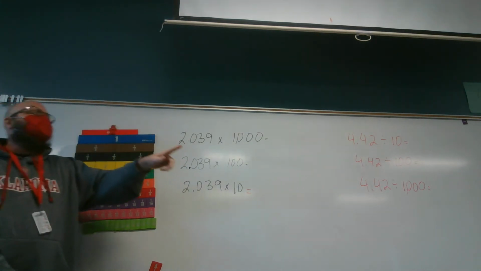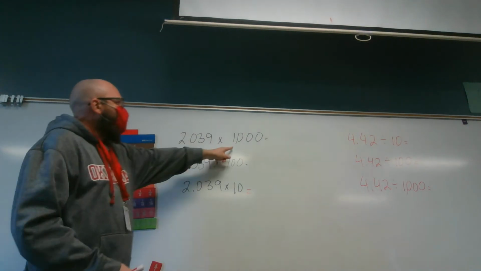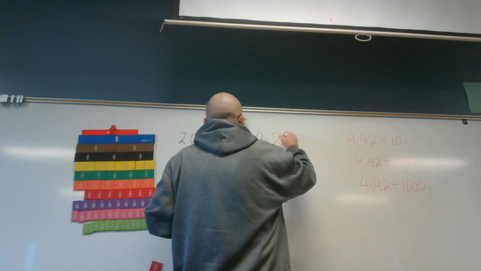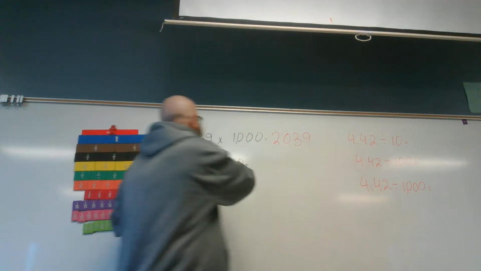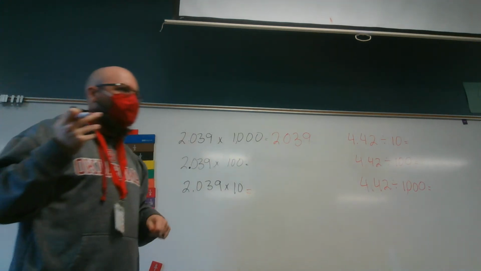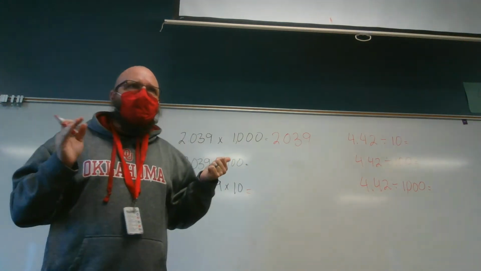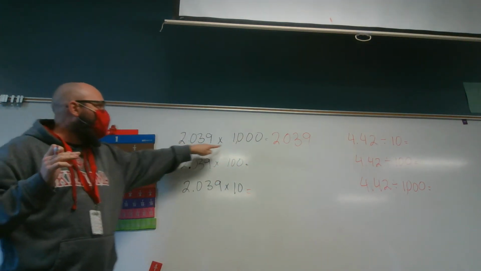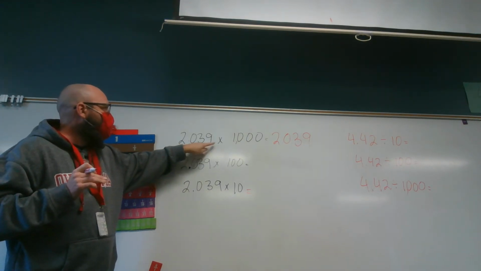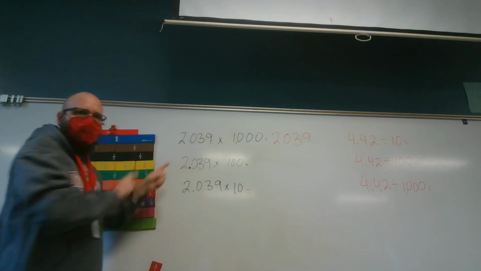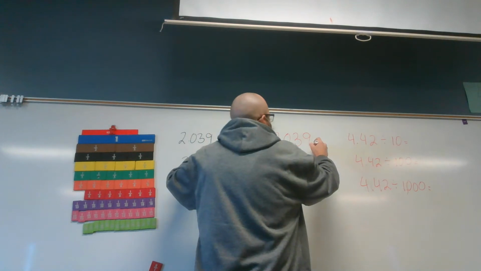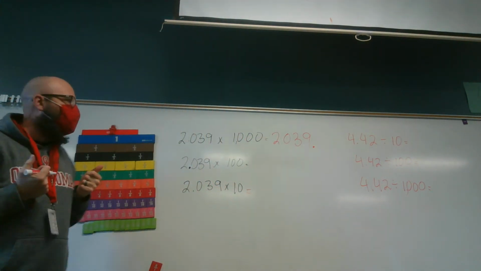But wait, there's more. If I'm multiplying by 1,000, all I need to do is move my decimal point. I'm going to keep the same numbers. If I'm multiplying by 10, 100, 1,000, 10,000, any power of 10, I'm going to keep the same numbers, and I just have to move my decimal point the same number of places as there are zeros. So it goes 1, 2, 3. There are 3 zeros. So my decimal point moved from behind the 2 to behind the 9, which if you left it off, that's fine because it's just a whole number.